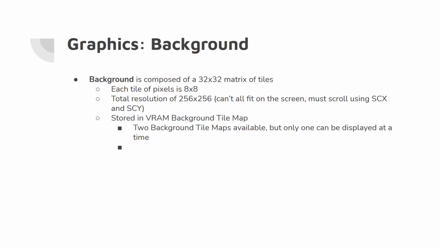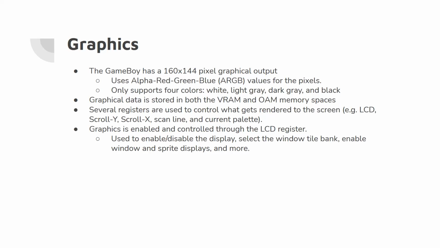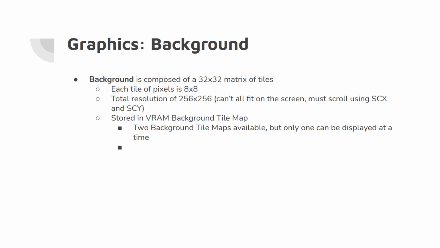So the background is composed of a 32 by 32 matrix of tiles, and each tile is 8 by 8. That corresponds to a total resolution of 256 by 256. But if you remember, on the previous slide, we said the Game Boy only has 160 by 144 graphical output. So how does that work? How can we have a background that's bigger than the graphical display? The way that works is through scrolling.